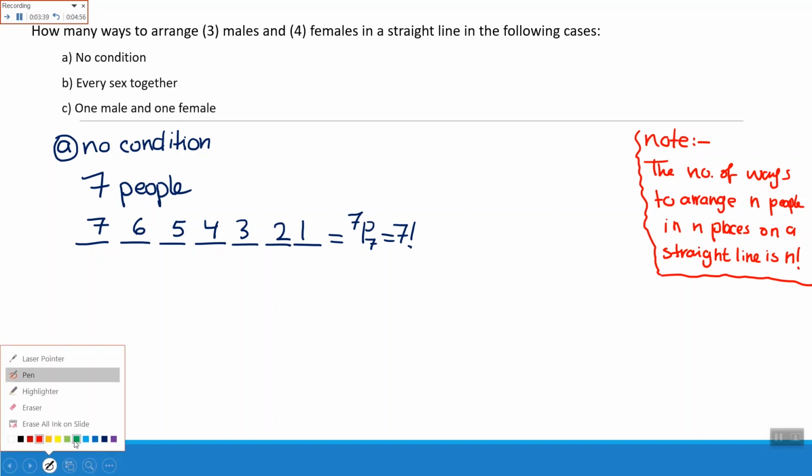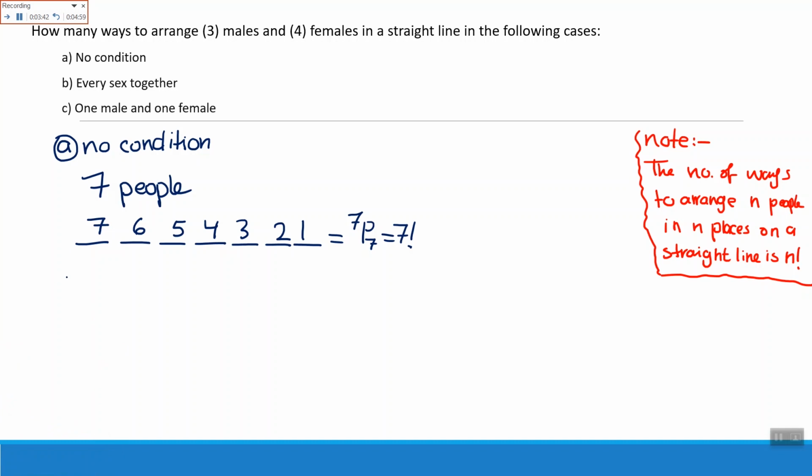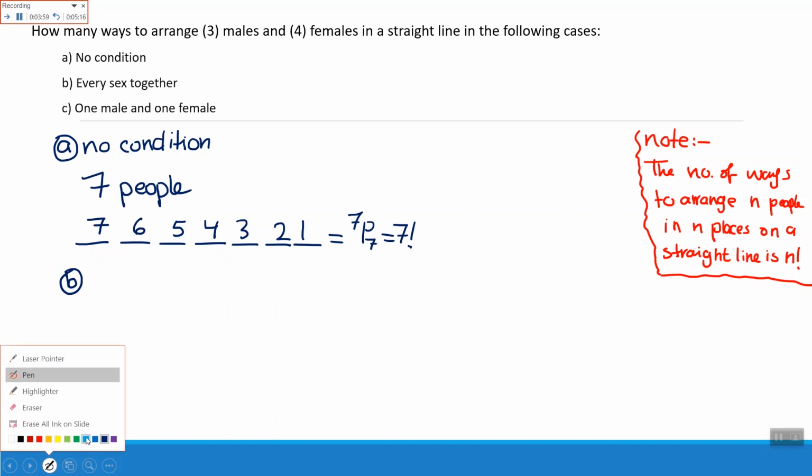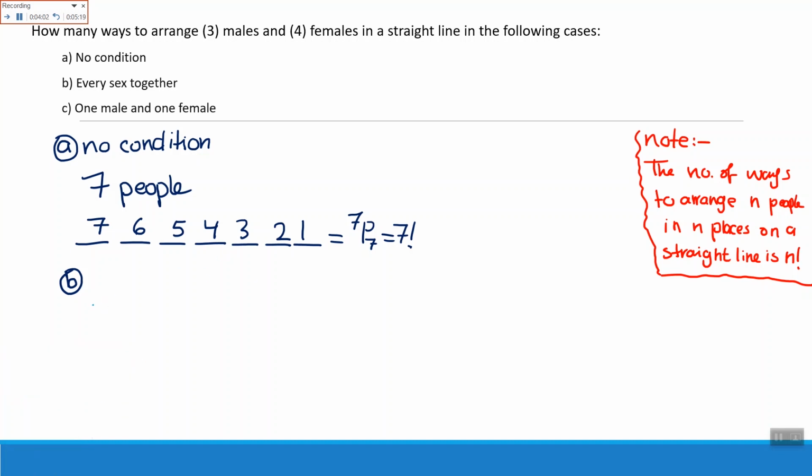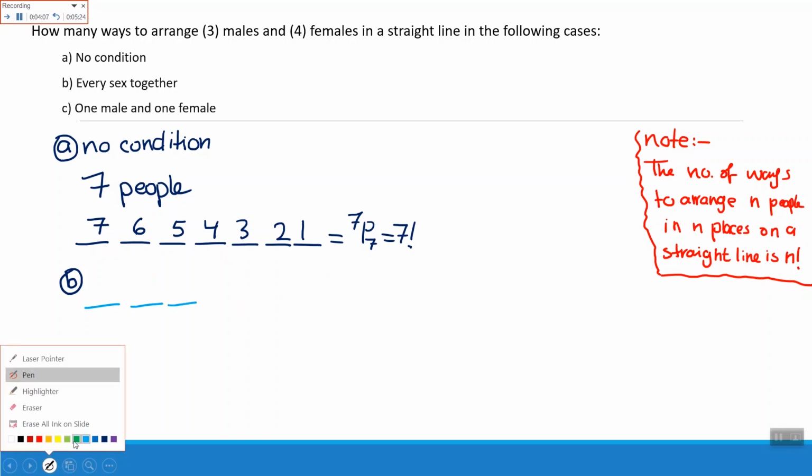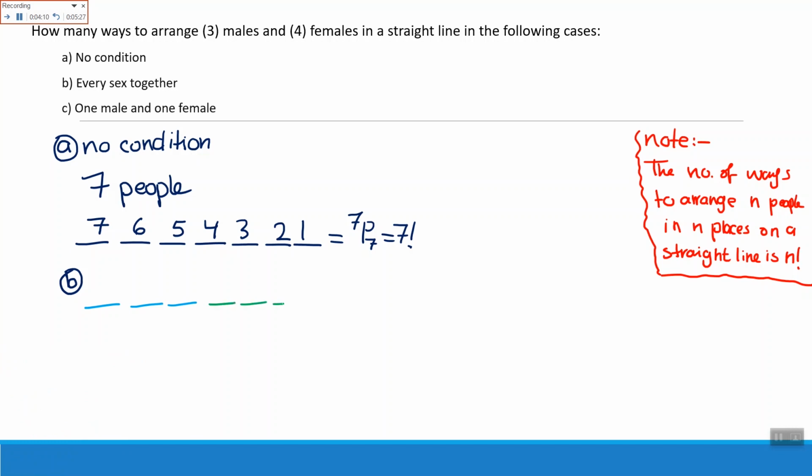Okay, let's see. In part B, they want to arrange them, but this time they want every sex together, every gender together. So they want the males together and the females together. So how do we do that? How many males do we have? We have only 3 males. So let's say that this is 3 males, and then we have 4 females. So this is the females. They are together, and in the same way, the males are together.